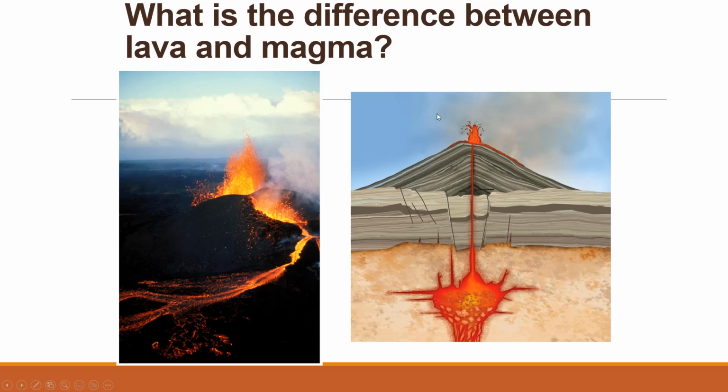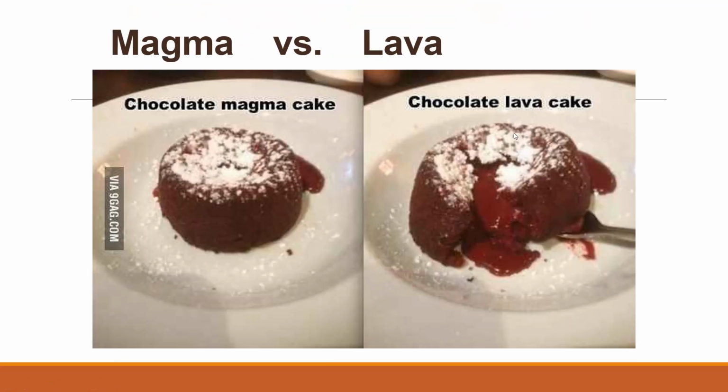This is the exact same material. So if we look at this cross section of a volcano, here we have a magma chamber. This magma will then move up through the volcano and erupt as lava at the surface. It's the exact same material. It's just where is it found. So you have a magma cake until you cut into it and then it becomes a lava cake.